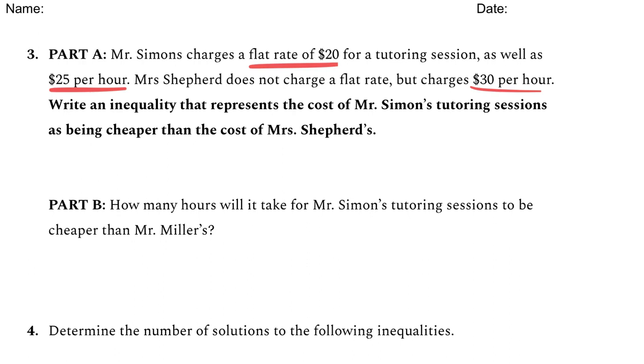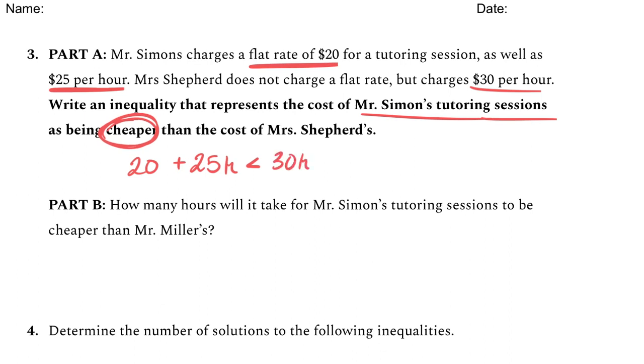This says write an inequality that represents the cost of my tutoring sessions being cheaper than the cost of Ms. Shepard's. So here's how we're going to do that. First of all, I charge a flat rate of $20. Now, a flat rate only happens one time, so we're not going to put a variable with that. Plus, I charge $25 per hour. So we will put the variable with that, h for hour. Now, we want to know when my cost is going to be cheaper, otherwise known as less than Ms. Shepard's cost, and hers is $30 per hour.